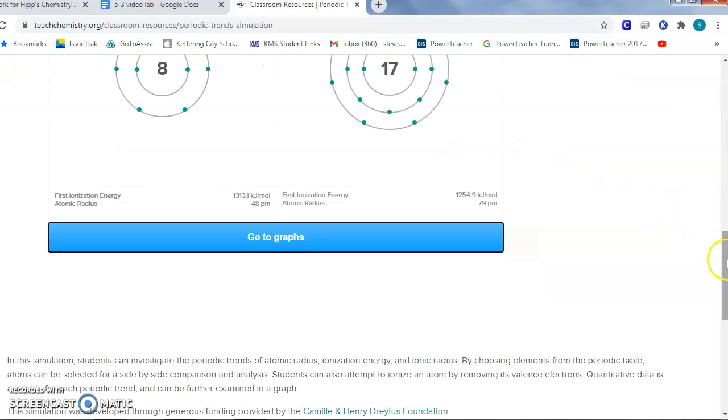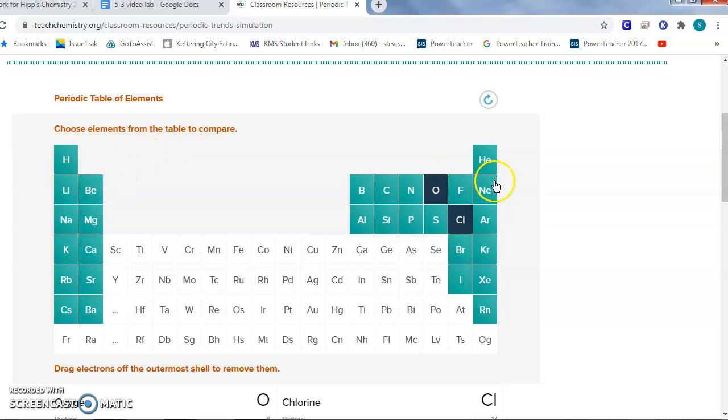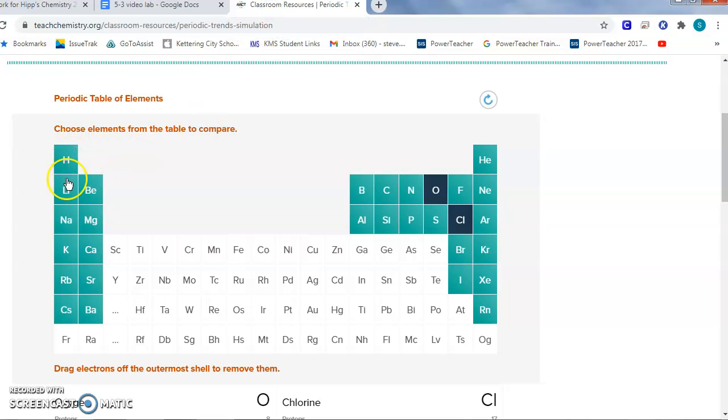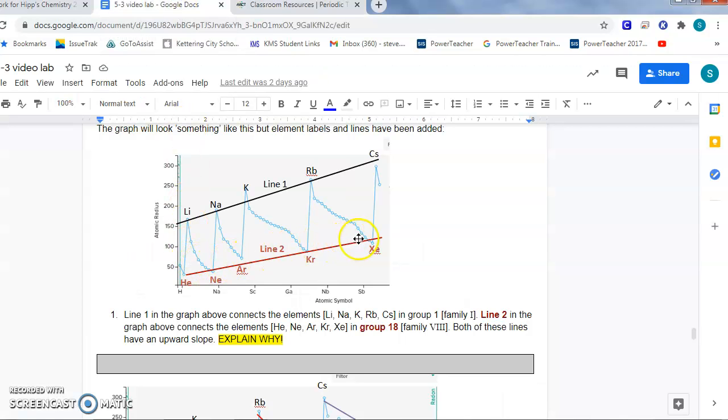So I'm closing the graph so I can get back to the periodic table of elements. Lithium through neon is the second period on the periodic table of elements. There's a line connecting those. Then this has helium. Oh, I'm sorry. Lithium, sodium, potassium, rubidium, cesium. That's not the second period. That is group one. We're going this way. Lithium, sodium, potassium, rubidium, cesium. That's group one. Then there's a line connecting group 18, which we call family Roman 8, right here on the chart.